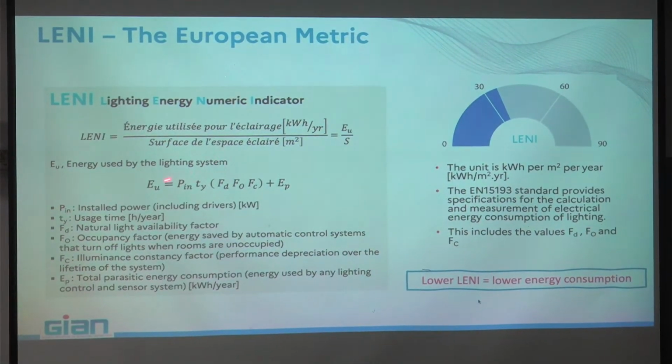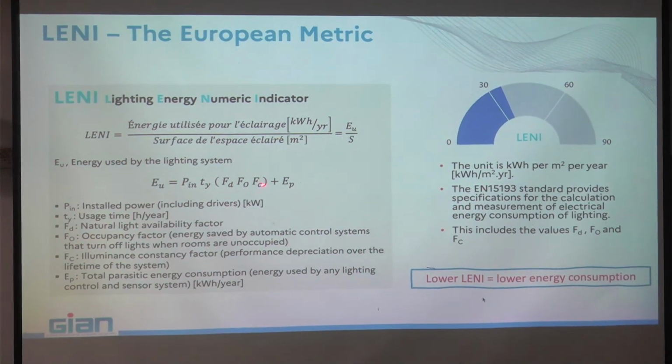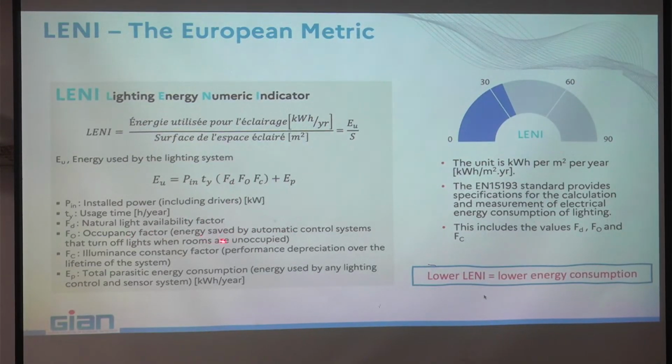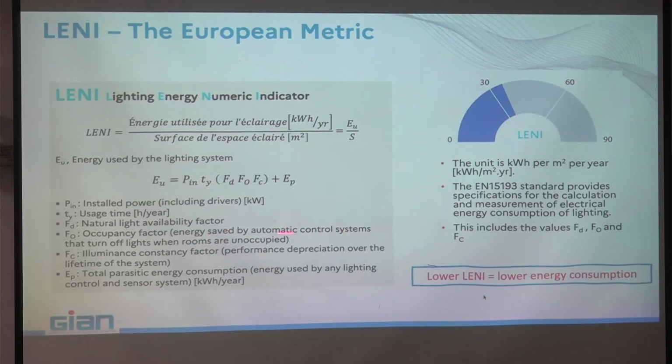The three factors here are very similar to what we have in France. F0 is the occupancy factor. This is the energy saved by automatic control systems that turn the light on and off when the rooms are unoccupied. I will show you how it works. FC here is the illuminance constancy factor. This is something that we don't take into account in France.